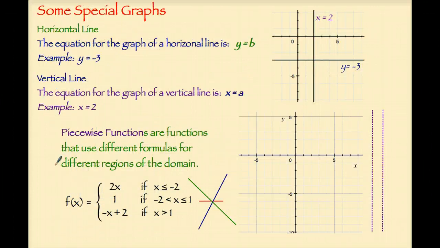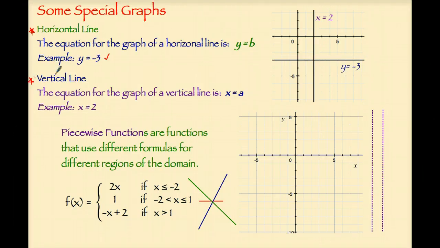Now let's look at some special graphs, starting with a horizontal line. The equation of a horizontal line is shorter than what we're used to. It's just y equals b. B is the y-intercept, and it will be some number. For example, y equals -3. Notice the graph of the horizontal line here, y equals -3.